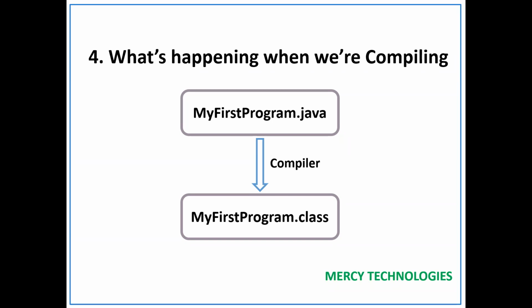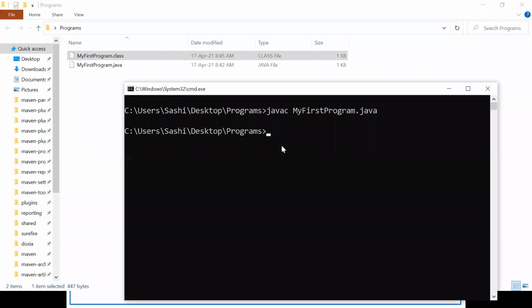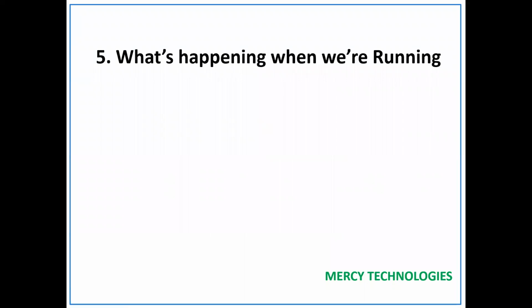Once we compile, we run our program. How are we running? java MyFirstProgram, right? So what is happening in the background? We are getting our output. But what is happening when we are running?